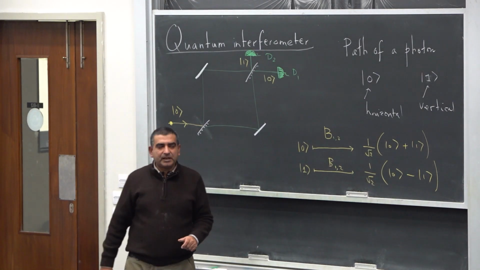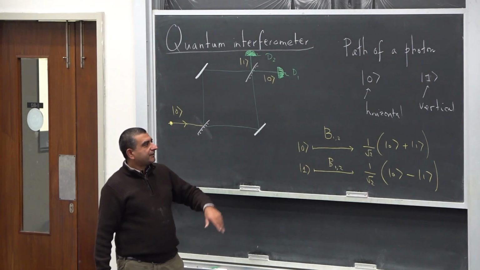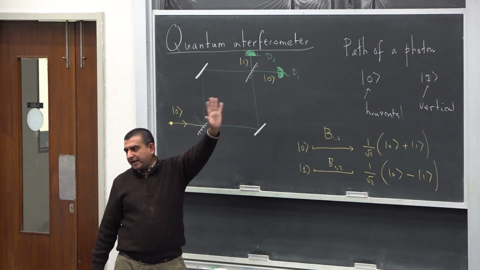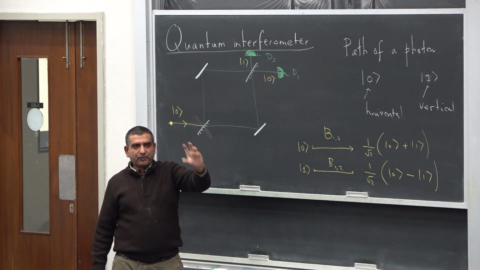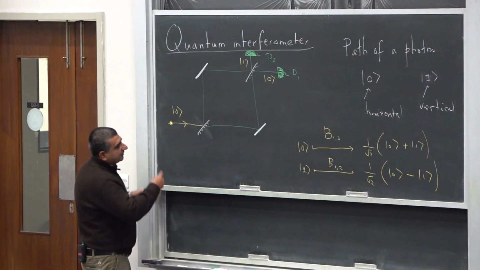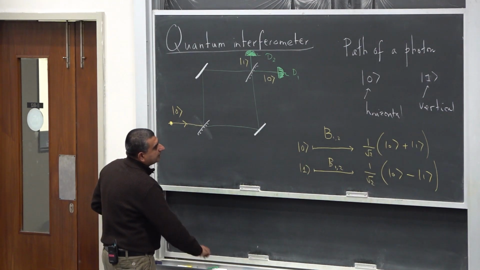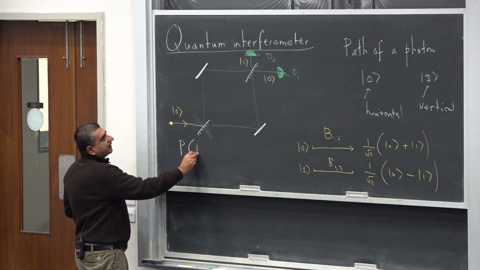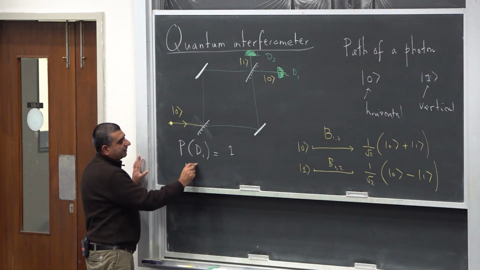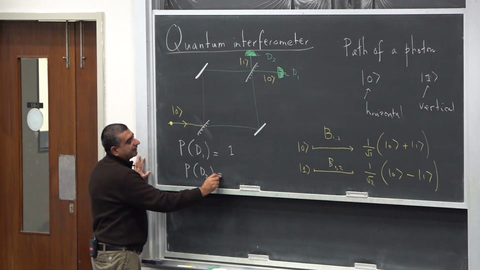All right? So this is what the beam splitter does, and each mirror interconverts ket 0 and ket 1. That's what it does. This is something that we've already seen in the previous lecture. Now we've noticed, and we did a calculation to this effect, that the probability that D1 clicks is 1 and the probability that D2 clicks is 0.